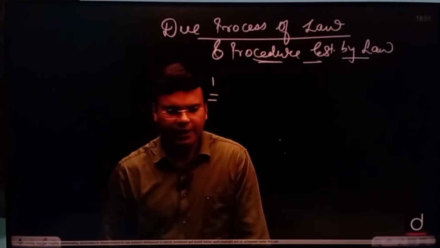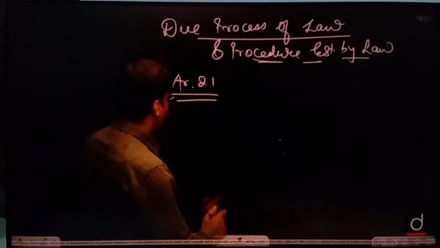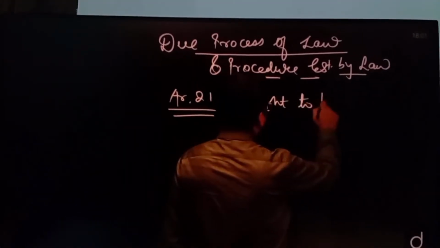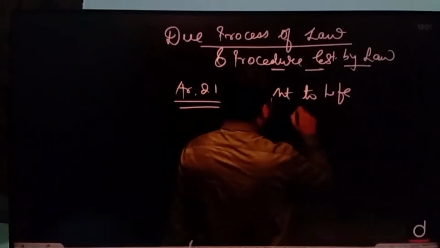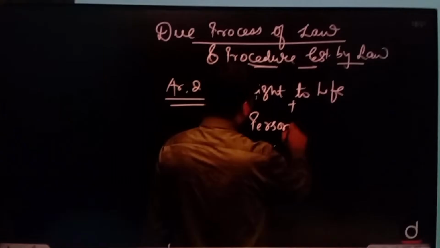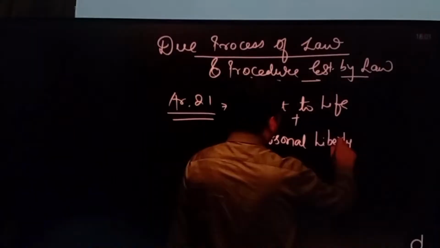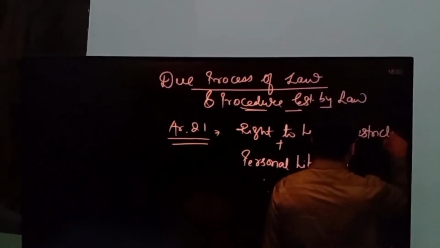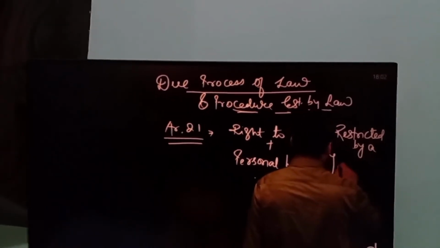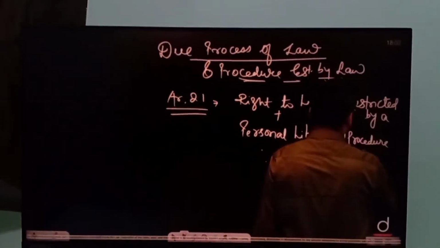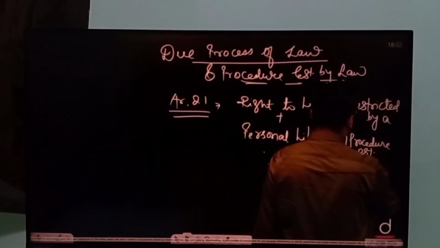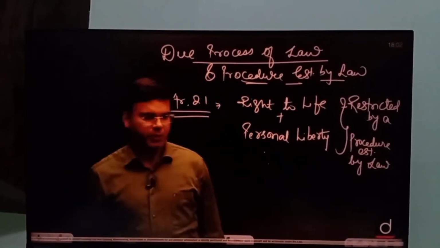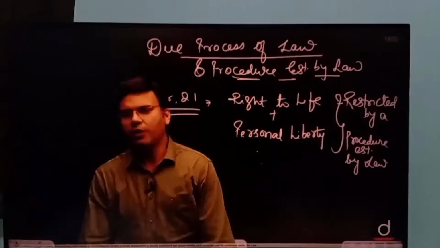Okay? So what does this article say? That Article 21 gives you right to life plus it gives you personal liberty, but it also says that it can be restricted by a procedure established by law. So what would the expression procedure established by law mean?